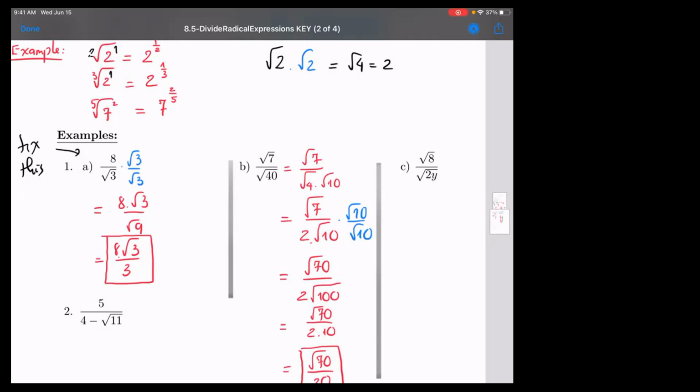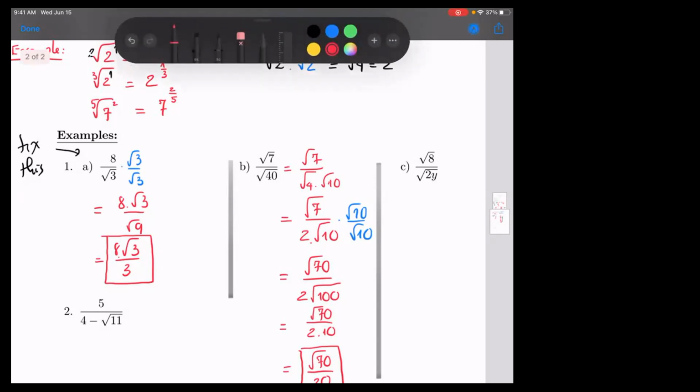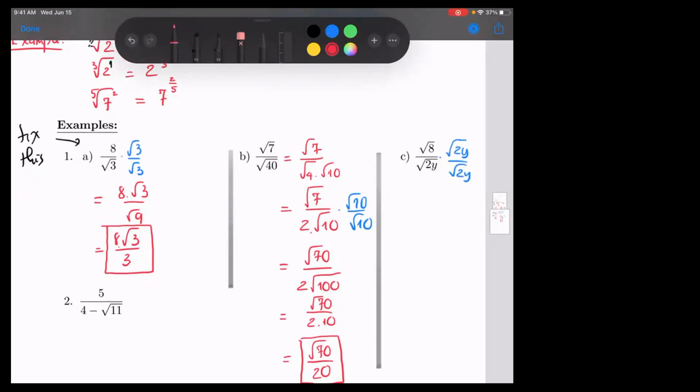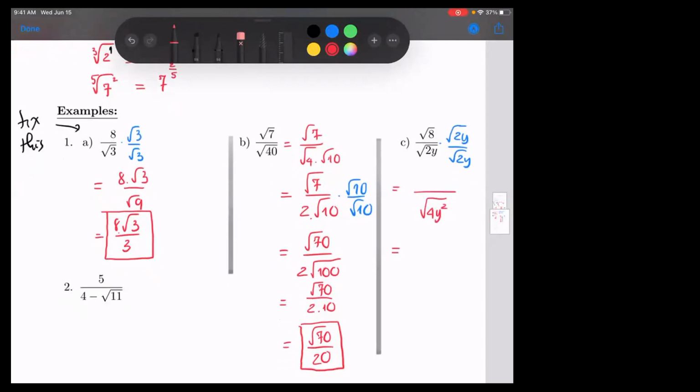All right. So you guys get the gist, right? Whatever is under the denominator, you want to get rid of the radical. So multiply both top and bottom by root 2y over root 2 times y. Right? And now multiply across. On the bottom is square root of 4y squared. Let's do the bottom first. Square root of 4 is 2. Square root of y squared is y, right?